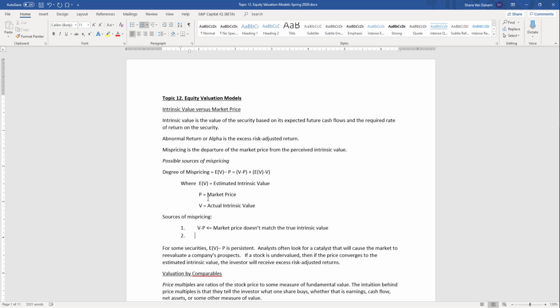The second type of mispricing is the one we're hoping isn't true, and this is the EV, estimated value. The second one is the one we hope doesn't exist, and that is where the estimated value, the value that we calculate or the analyst calculates, is different than the true intrinsic value. In this case, the estimated value was wrong.